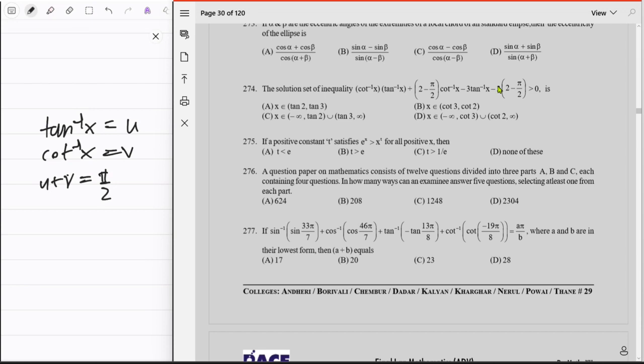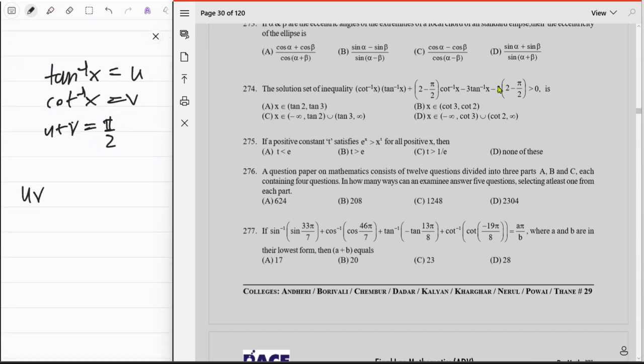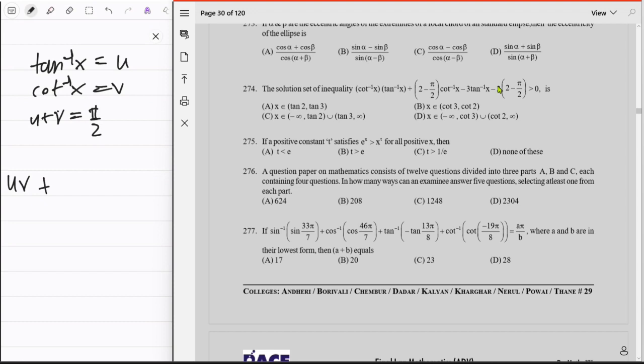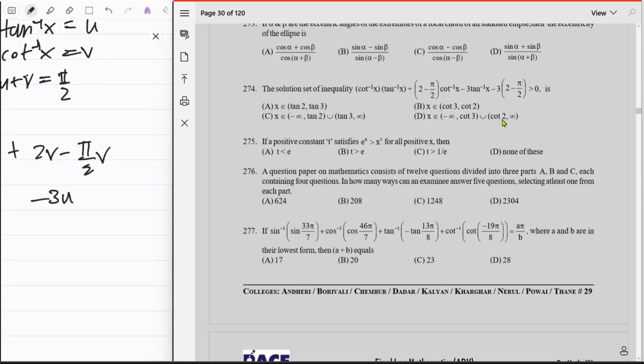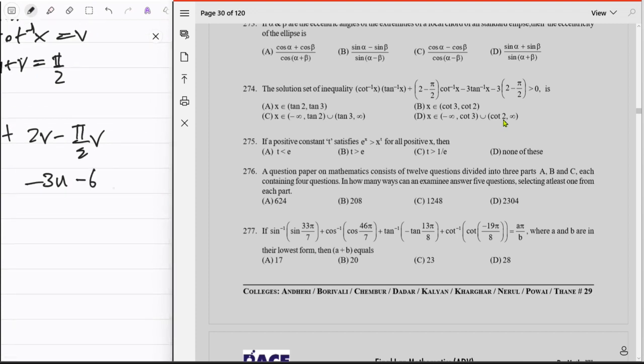So ये क्या हो जाएगा? It's like just uv plus 2 minus pi upon 2 and then v. So just 2v minus pi upon 2v. Okay, फिर minus 3u और ये सब क्या है? Okay, minus 6 plus 3 pi upon 2, that's equal to 0. That's what you're saying. Sorry, it's bigger than 0. Sure.